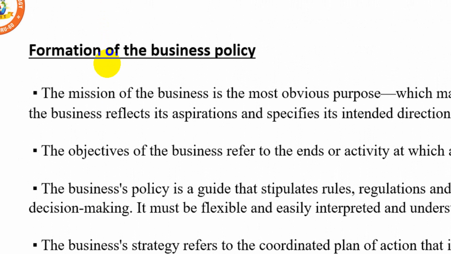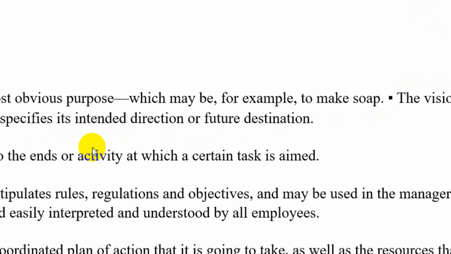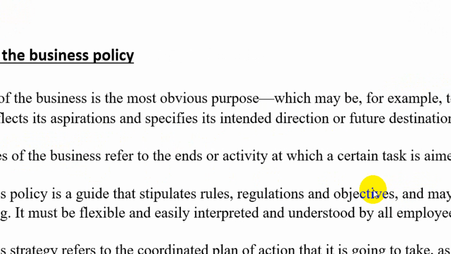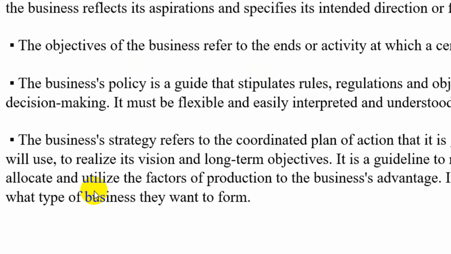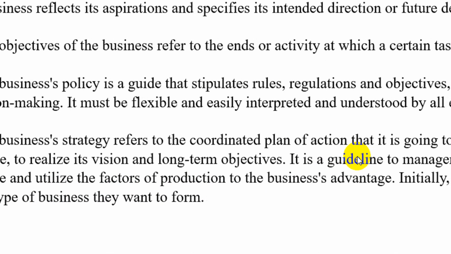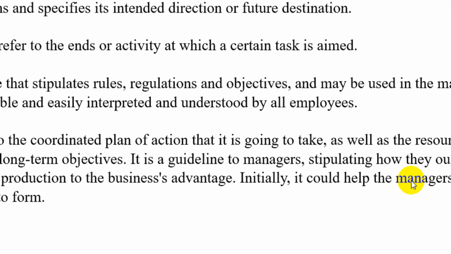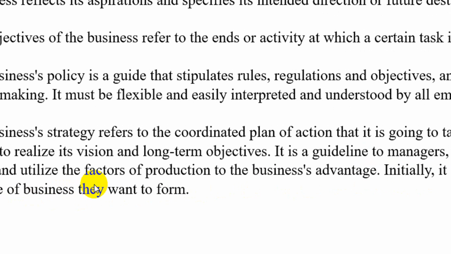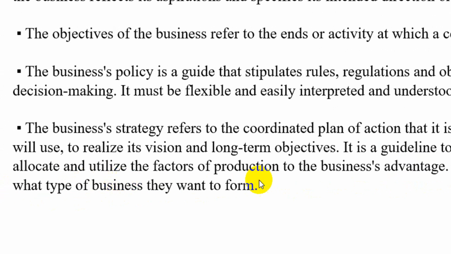For example, the vision of this business reflects its aspiration and specifies its intent and direction for the future destination. The objective of the business refers to the activity at which certain results have to be aimed. The business policy stipulates the rules, regulations, and objectives used by managers in the decisions to be taken. This refers to the business coordination plan of action with respect to resources to realize its vision and long-term objectives. It guides managers on how to allocate and utilize the factors of production.